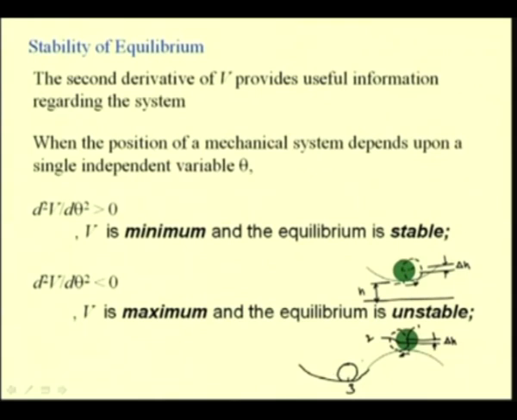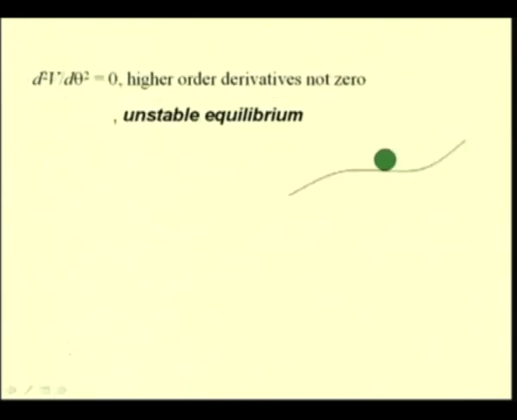here it is in stable equilibrium. So this quantity, that is d square v by d theta square, the second derivative of the potential energy, provides this useful information about analyzing the stability of equilibrium of a mechanical system. So let us see a few more cases.